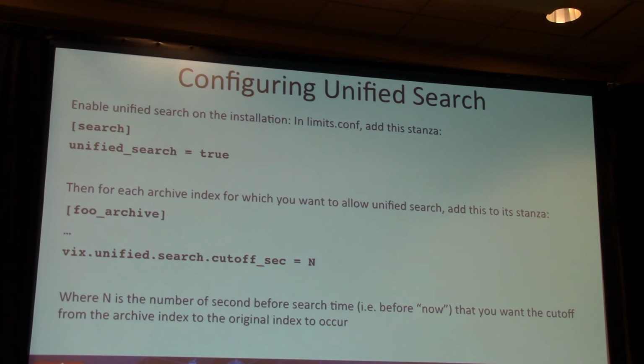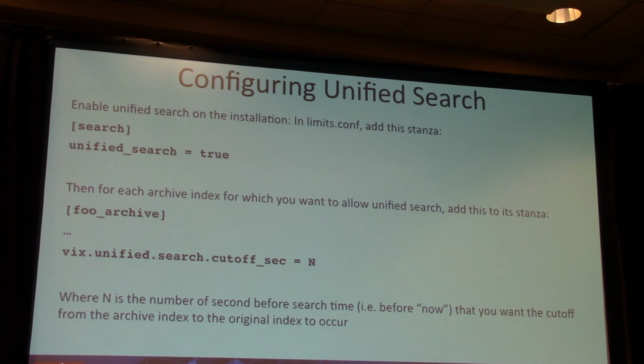So how would you configure this? We've provided two separate switches, one global switch. For example, if your HDFS cluster goes down and you want searches to continue normally anyway, there's a global switch where you can quickly turn unified search on and off for all indexes. In addition to that, you have the ability to turn it on and off for each index individually.